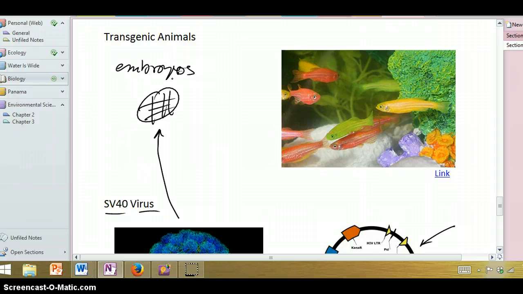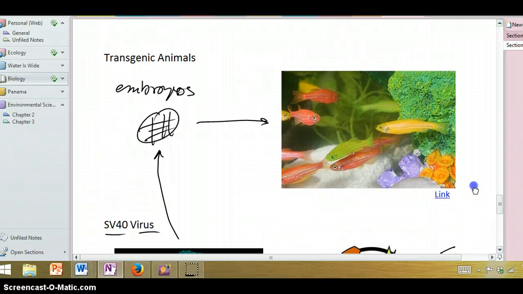If the process is successful, your embryo will develop into an organism that contains and expresses the gene you want it to move. Now, these steps here are by no means foolproof, and so it takes a lot of embryos and a lot of exposing to the virus until you finally get embryos that successfully develop into these transgenic organisms.